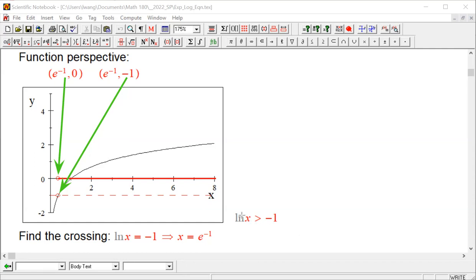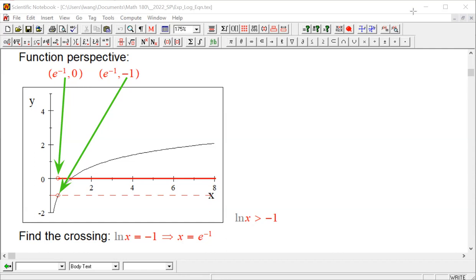You can see all of these are consistent with what we learned before in the quadratic case, even in the trig function case. We will be talking about solving some trig inequalities. So it's very important that we have this function perspective.